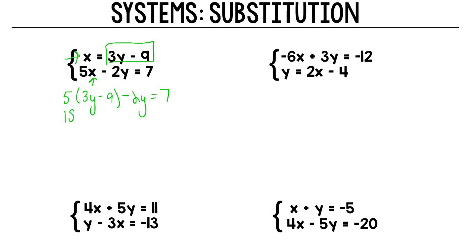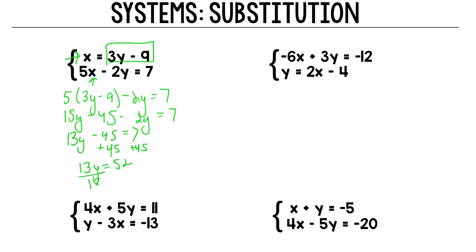Distribute: 15y minus 45 minus 2y is 7. Now we combine like terms. We've got 13y minus 45 is 7. Add this 45 to each side. That's 13y equals 52. Divide everything by 13, and y is 4.